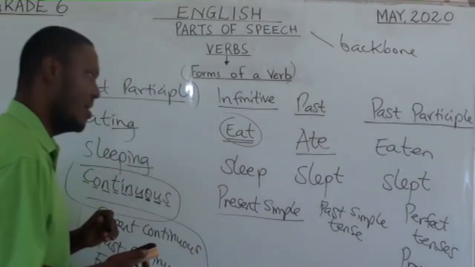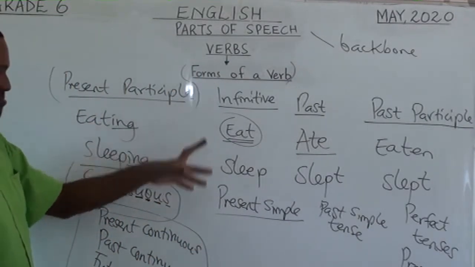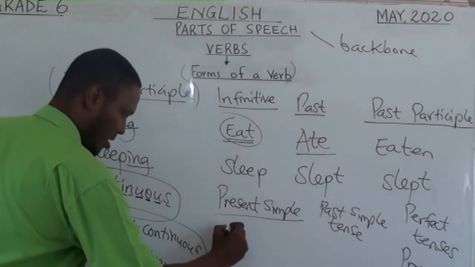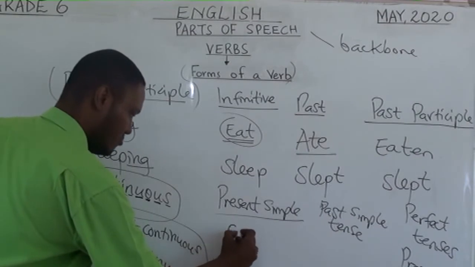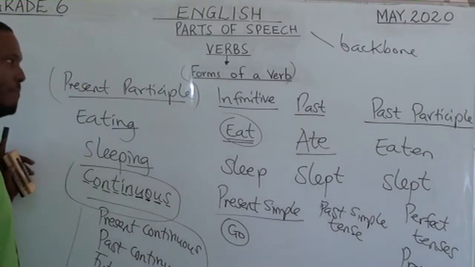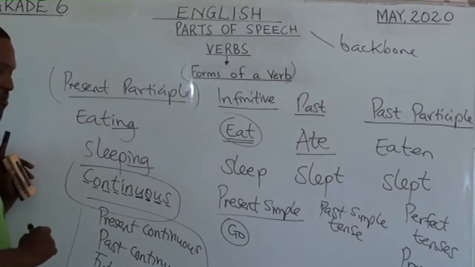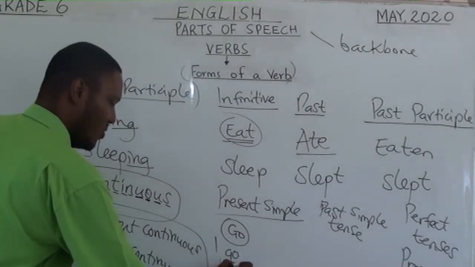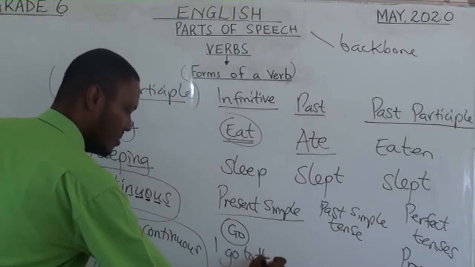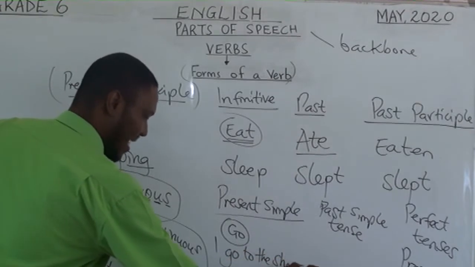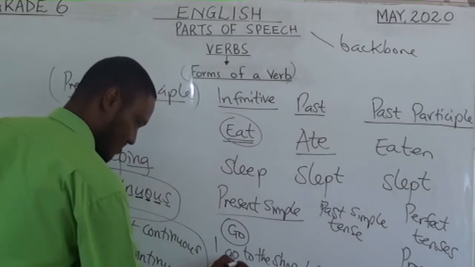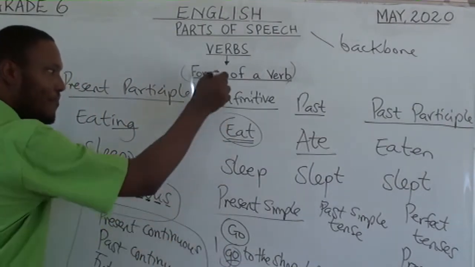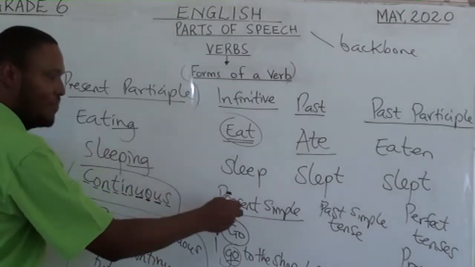Let us have another verb apart from what we have here. Let me take the word go. Go is in the infinitive form. So in a sentence, you can say, I go to the shop daily. This word go here is a verb in the infinitive form and it is in the present simple form.